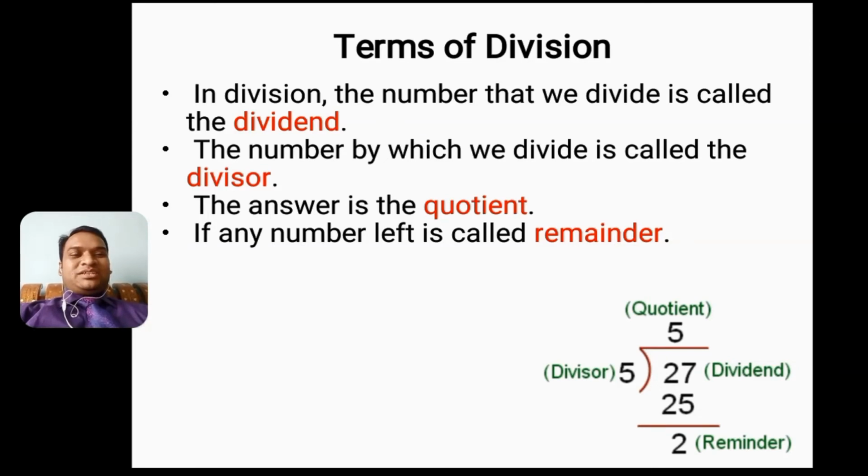So there are some terms of division. You need to know this. In division, the number that we divide is called the dividend. Here we divide 27 by 5. This 27 is called the dividend. Okay. And the number by which we divide, like 5, we divided 27 by 5, this 5 is the divisor. The answer we get is called the quotient, and if there is any remaining number, that is called the remainder.